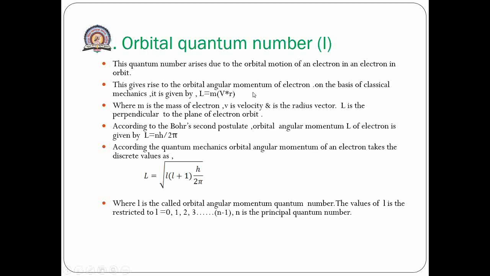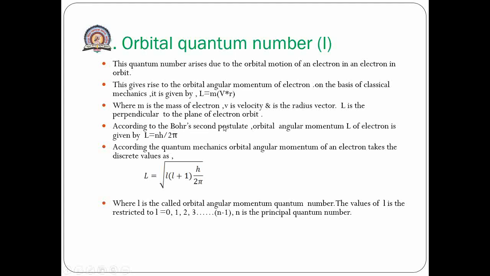On the basis of classical mechanics, we have to know the concept of angular momentum or orbital angular momentum. In the last video, I explained that if a body has mass m and its velocity along the tangent is v, then the angular momentum is L equal to m into v into r, where m is the mass of the electron, v is the velocity and r is the radius vector. L is perpendicular to the plane of the electron's orbit.